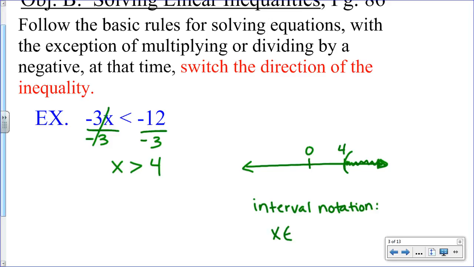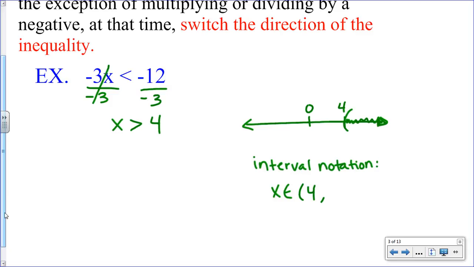So x is my variable. You always write your intervals from least to greatest. So I'm starting at 4, but I'm not including it. So parentheses 4, comma. And then where am I ending? Positive infinity. That's why I have that arrow shaded in here at the right. So positive infinity, and always parentheses around infinity. Okay, so here's one answer.